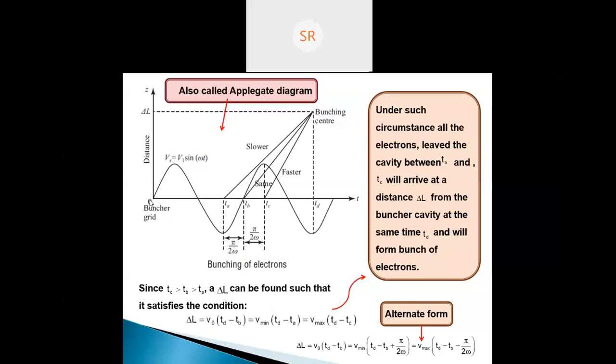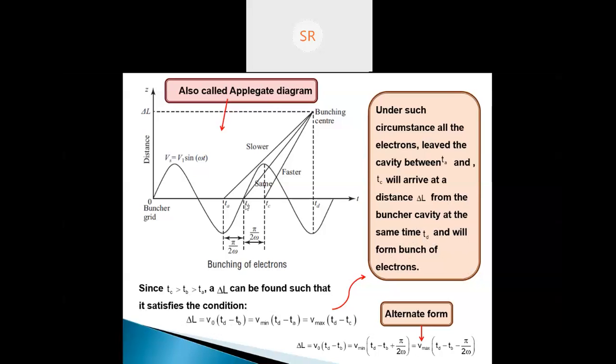This is the distance from the buncher grid or bunching cavity to the point where we are getting the bunches, that is called delta L. Under such circumstances, all the electrons leave the cavity and will arrive at a distance delta L from the buncher cavity at the same time Td and will form the bunches of electrons. So delta L is equal to what?